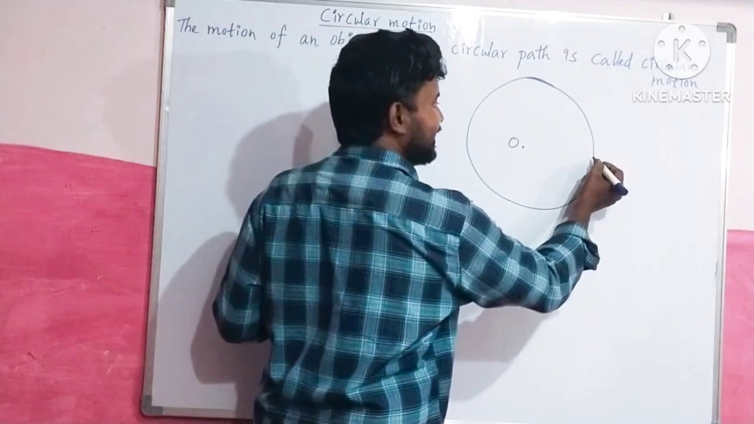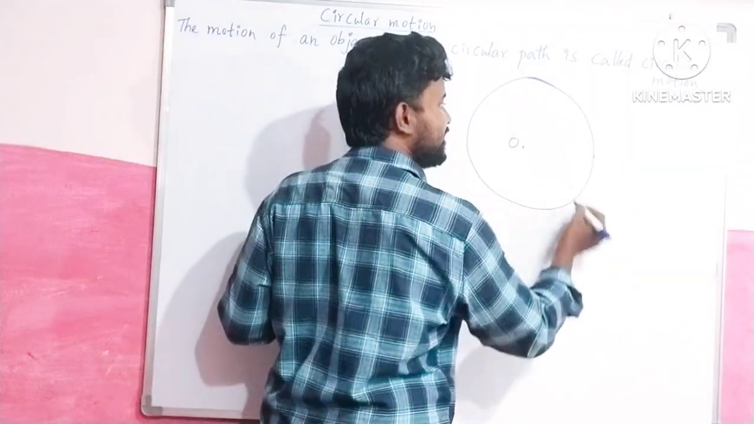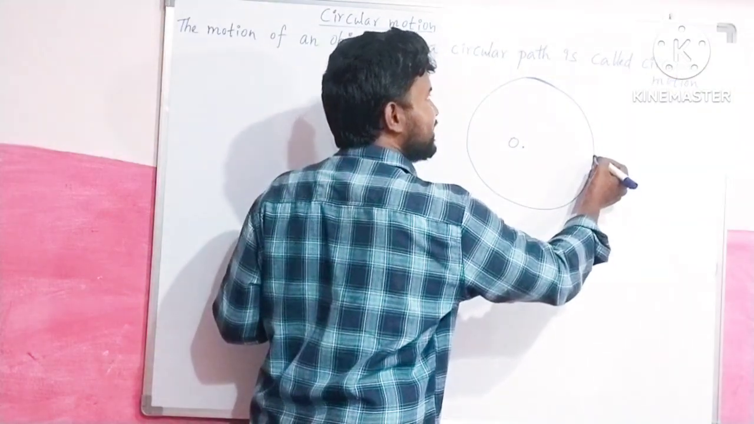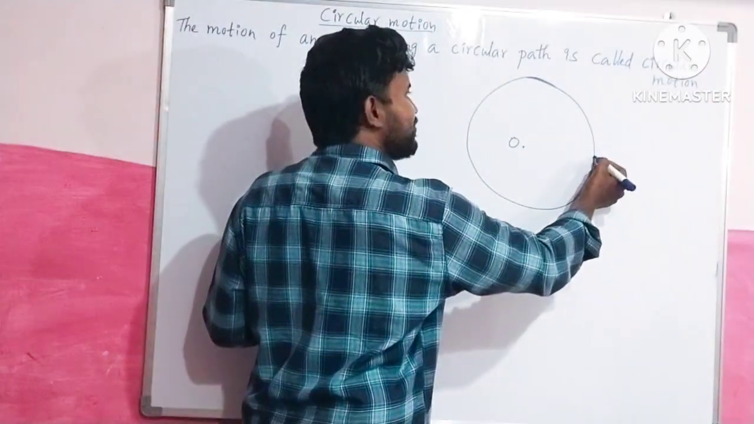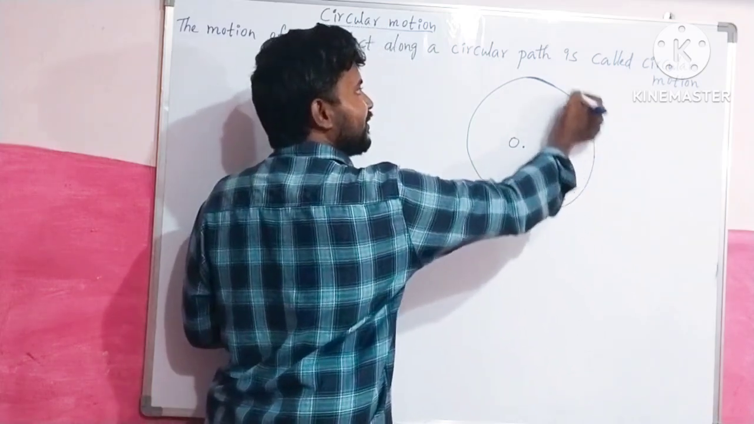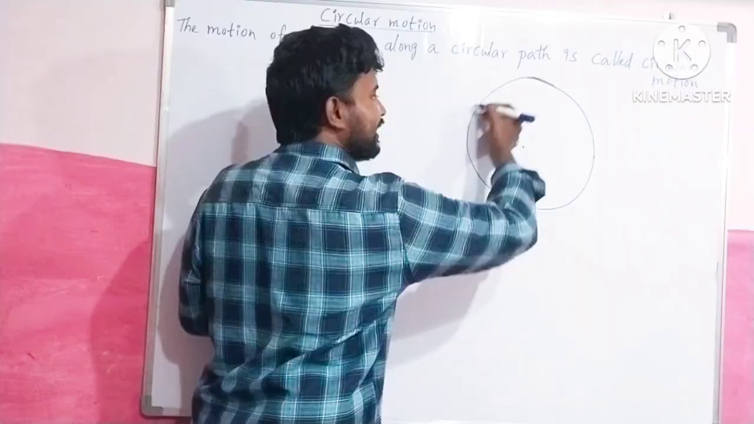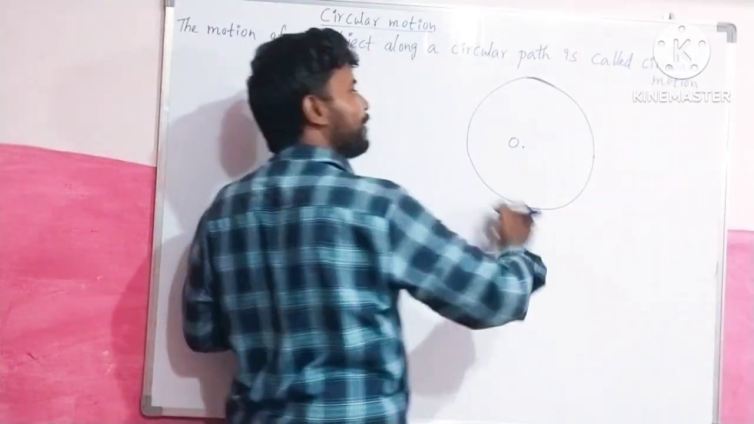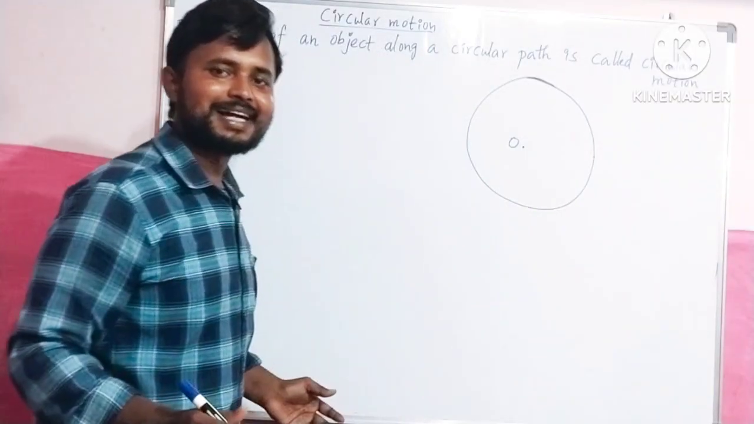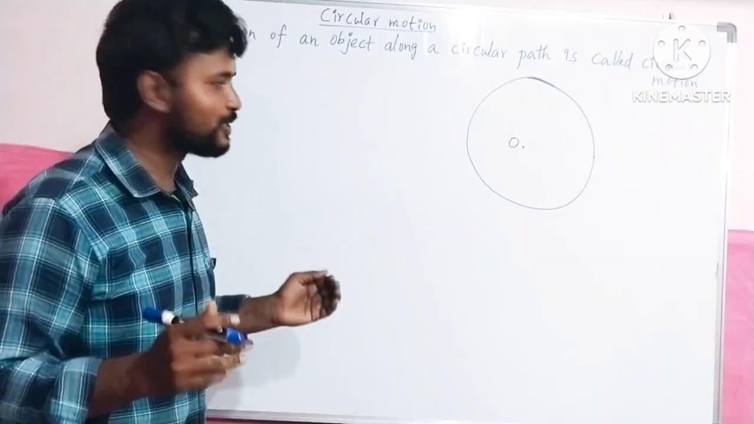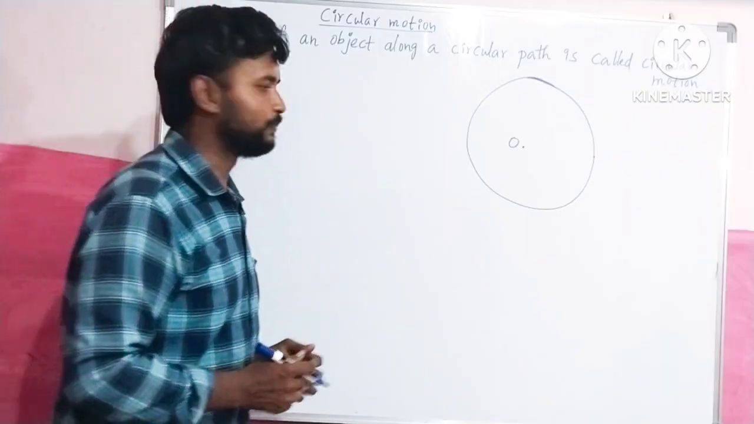Now here, for example, the particle is at this position. Now the particle is moving. Here the object is moving along a circular path. This is the circular path. If the particle is moving along a circular path, then the motion is called circular motion.